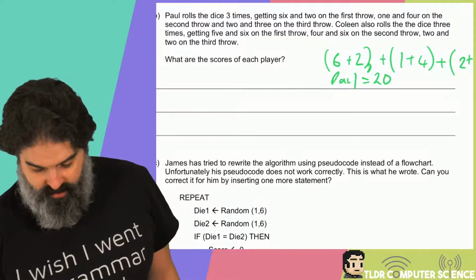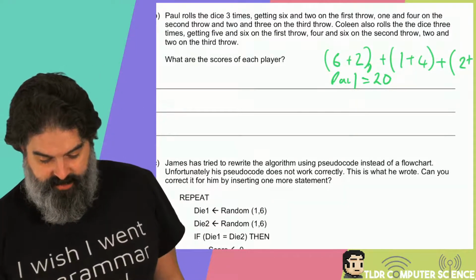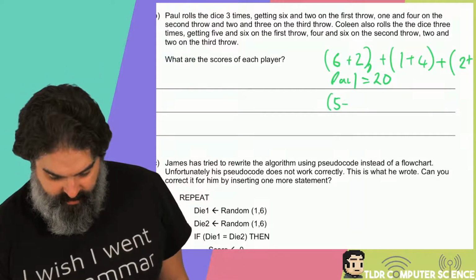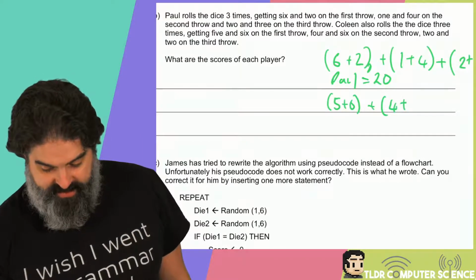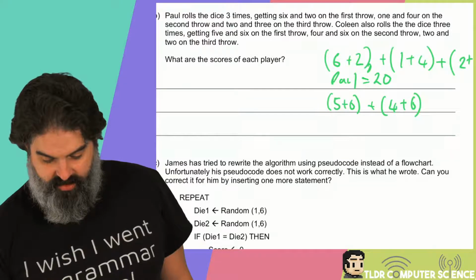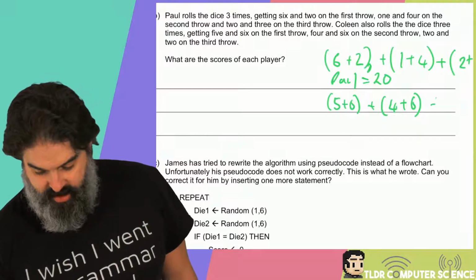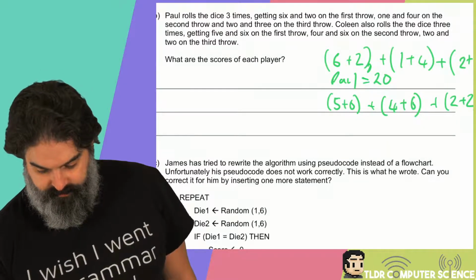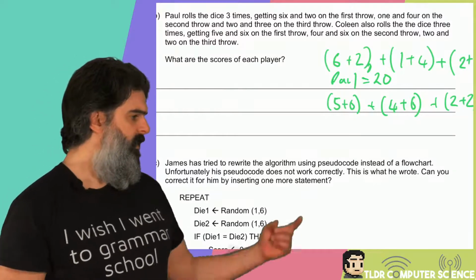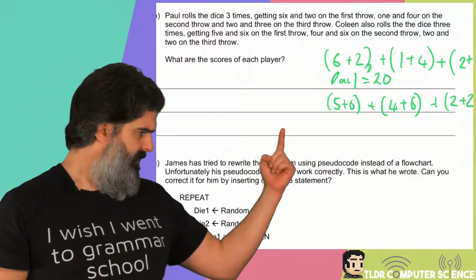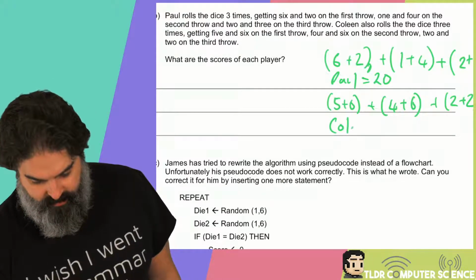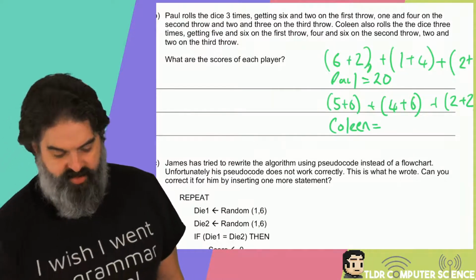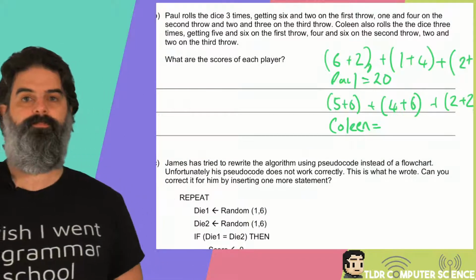Colleen rolls the dice 3 times, gets a 5 and a 6. Oh, wow. Big score. Plus a 4 and a 6. Big score again. And then a 2 and a 2 on the last throw. People, for Colleen, what score is she going to get?